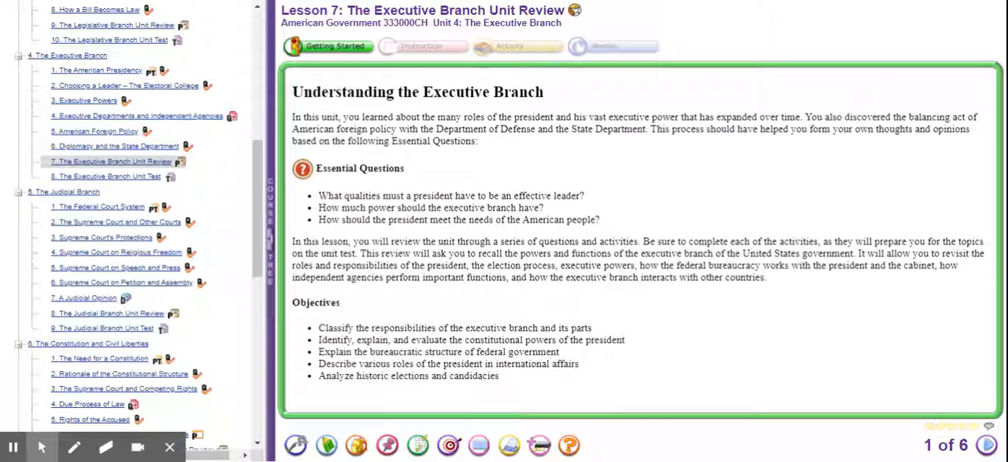This review will ask you to recall the powers and functions of the executive branch of the U.S. government. It will also allow you to revisit the roles and responsibilities of the president, the election process, executive power, how federal bureaucracy works with the president and the cabinet, how independent agencies perform important functions, and how the executive branch interacts with other countries. So essentially, remember that the executive branch starts with the president, but there's all kinds of other things going on underneath with the different executive departments, the cabinet departments, diplomacy, all of that sort of thing.